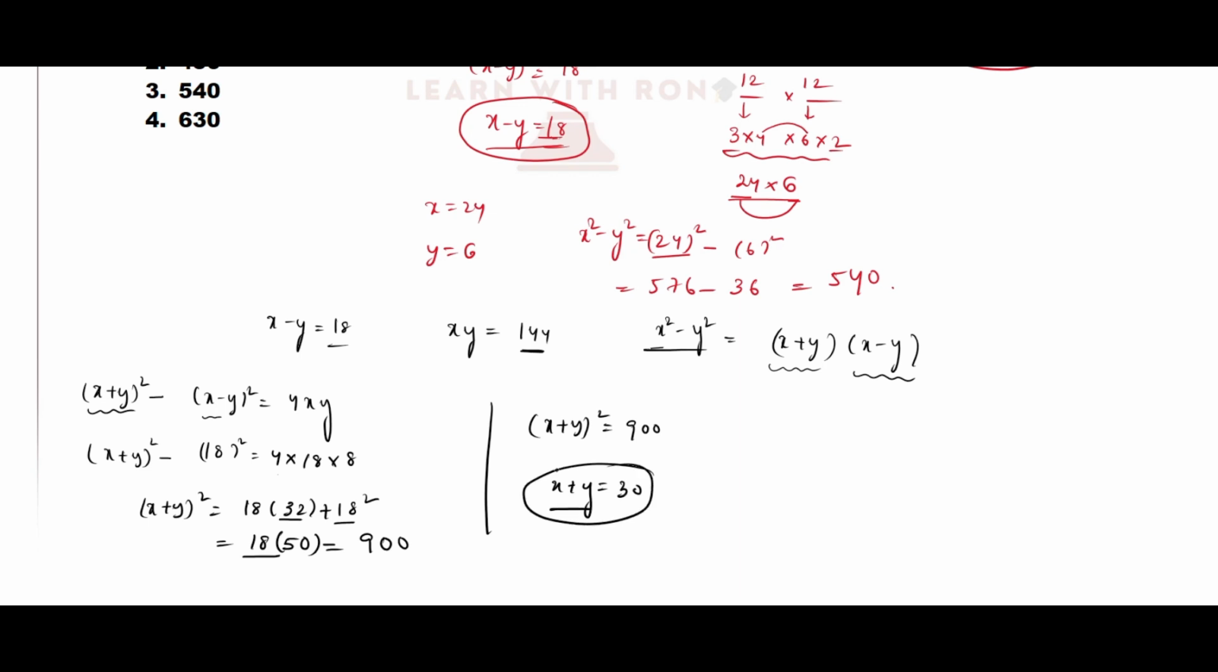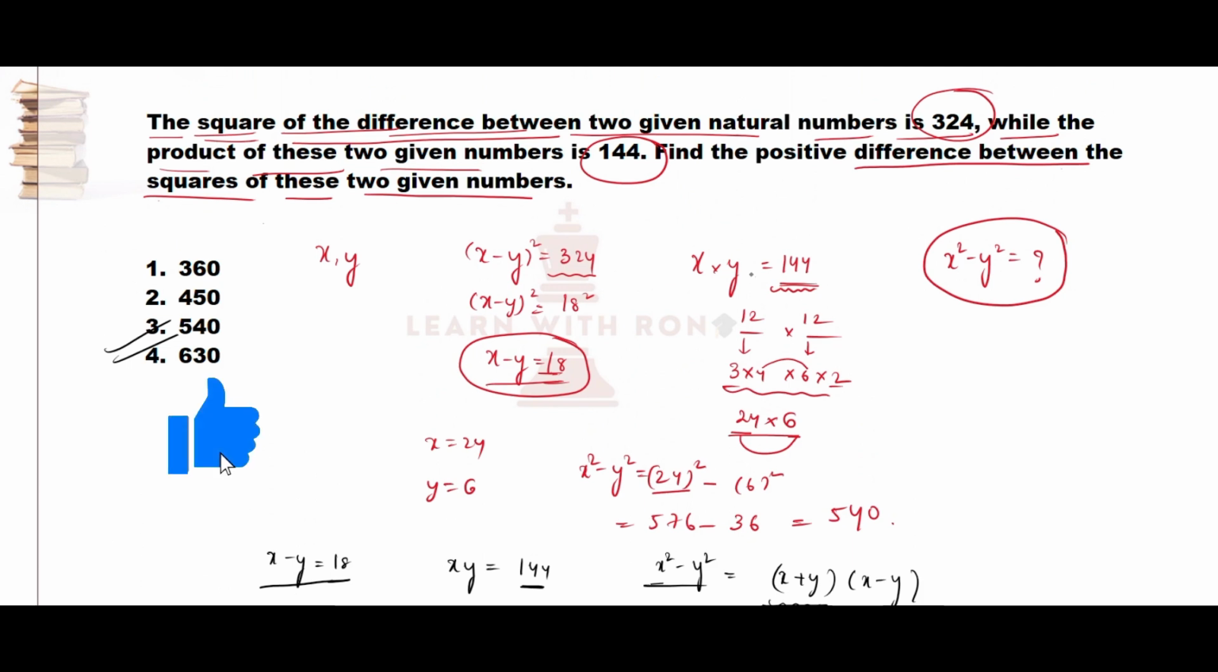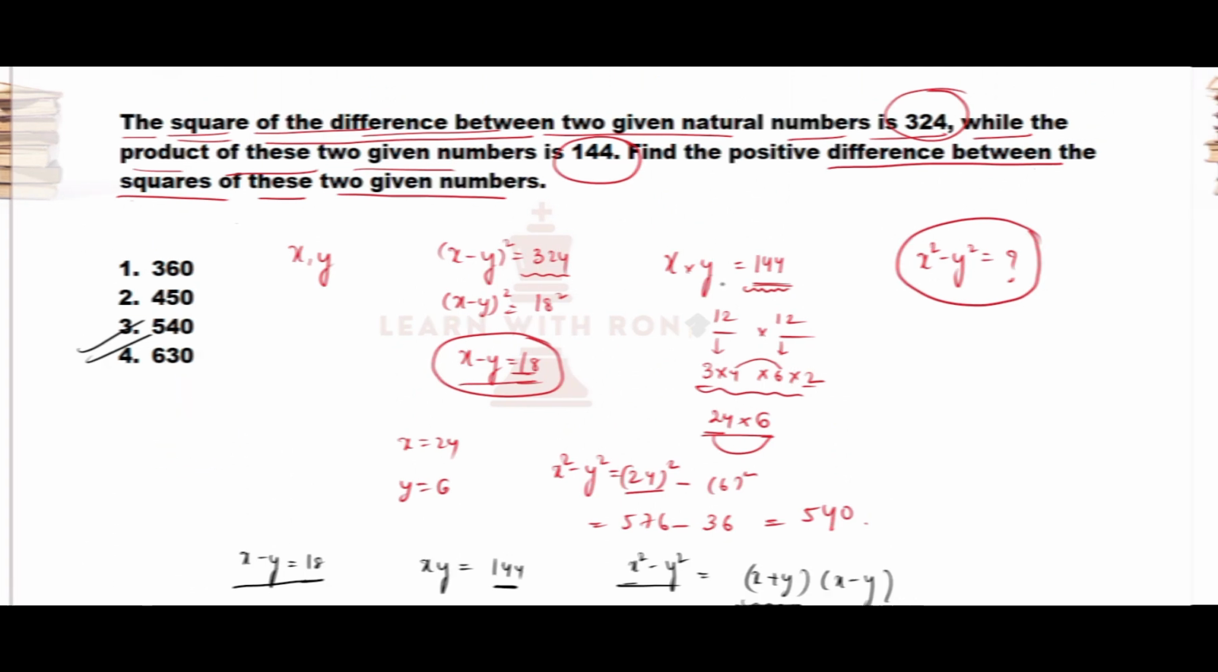We got x plus y and we already have x minus y. So, x square minus y square: x plus y is 30 and x minus y is 18. 18 times 30 is 540, and 540 is our answer, which is option number 3. I hope you understood both the concepts. Now, let's hear the next question.